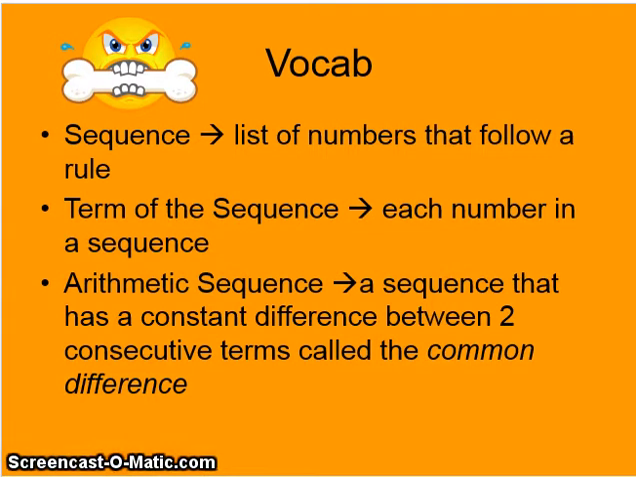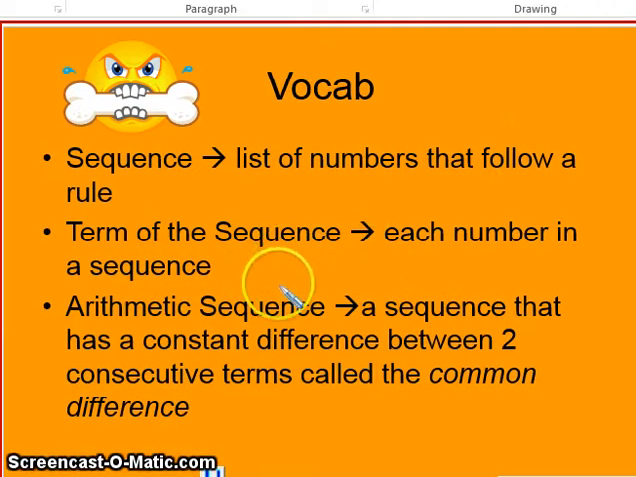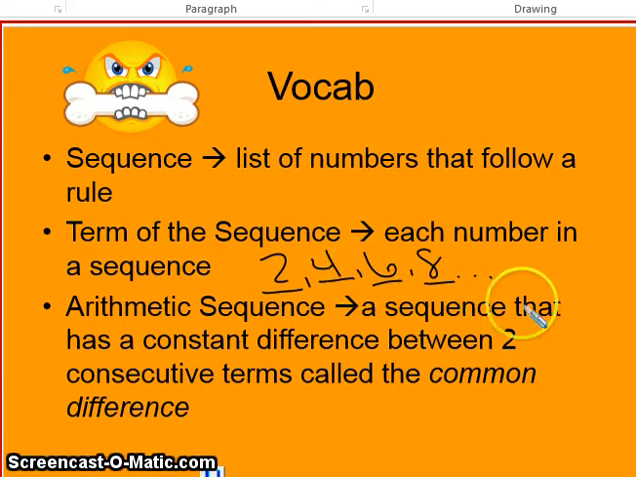So like 2, 4, 6, 8, that's a sequence because you're using only even numbers. A term of the sequence is each number in the sequence. So, for example, if we use that sequence from before, 2, 4, 6, 8, and then on to infinity, 2 is the first term, 4 is the second term, 6 would be the third term, and 8 would be the fourth term, so then 10 would be the fifth, etc.